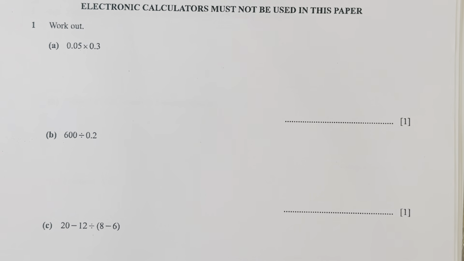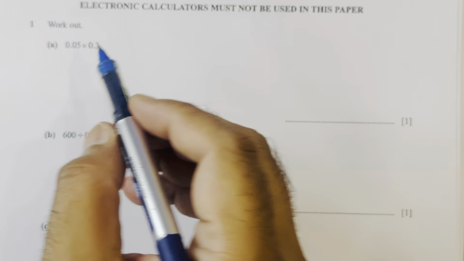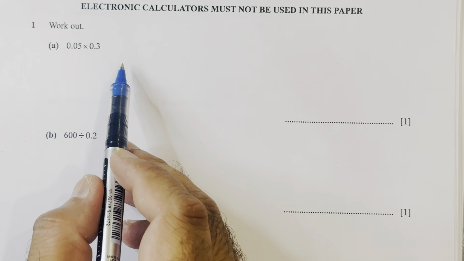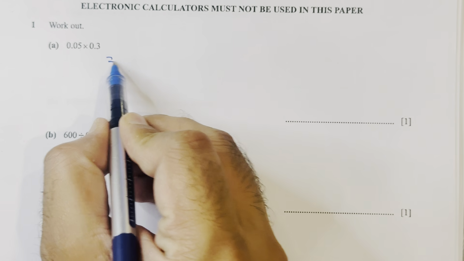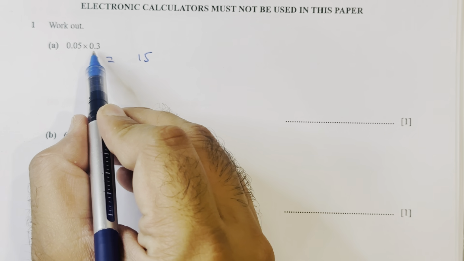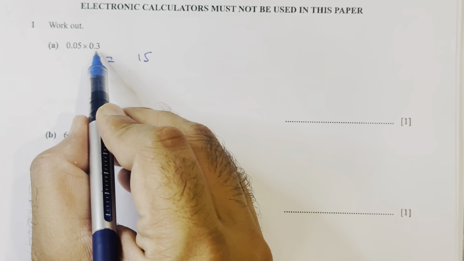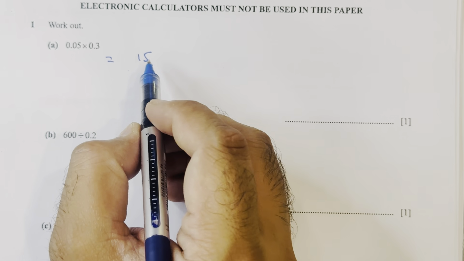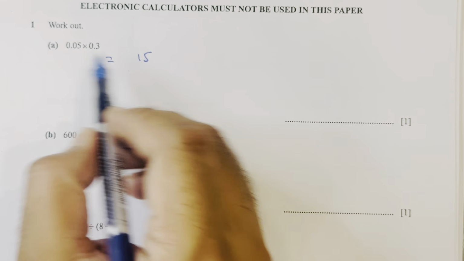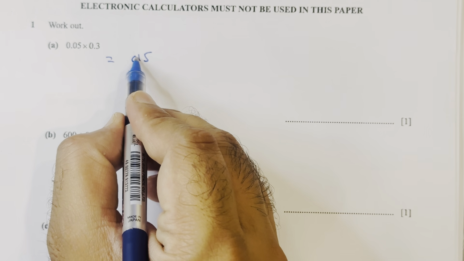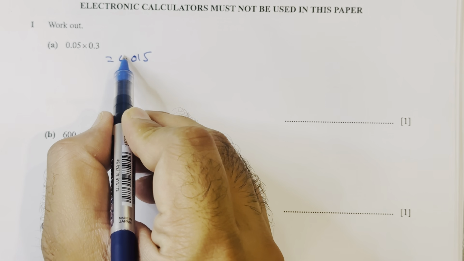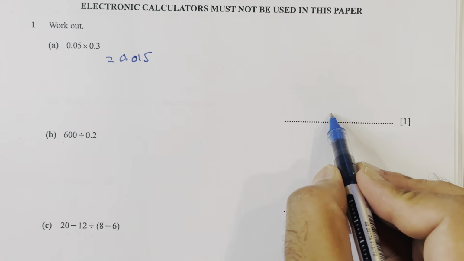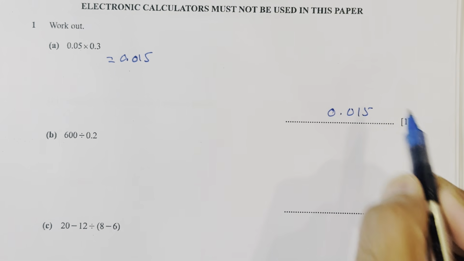Question number 1 is a simple multiplication question of decimals. Work out 0.05 multiplied by 0.3. First you have to multiply 5 by 3. 5 multiplied by 3, the answer is 15. Now count the decimal places: 1 digit after the decimal, and 2 digits. You need to place 3 decimals, 1 2 3, and write a 0 over here, so 0.015 is the answer for part 1.